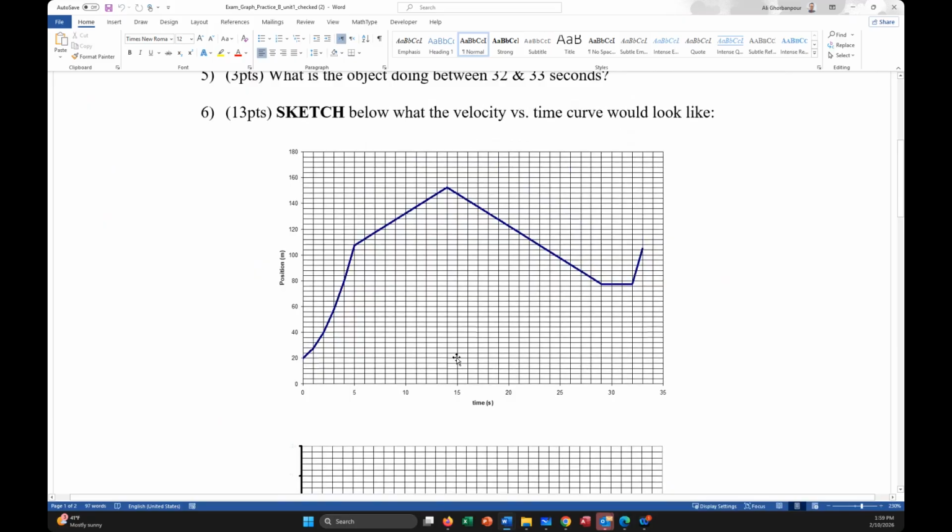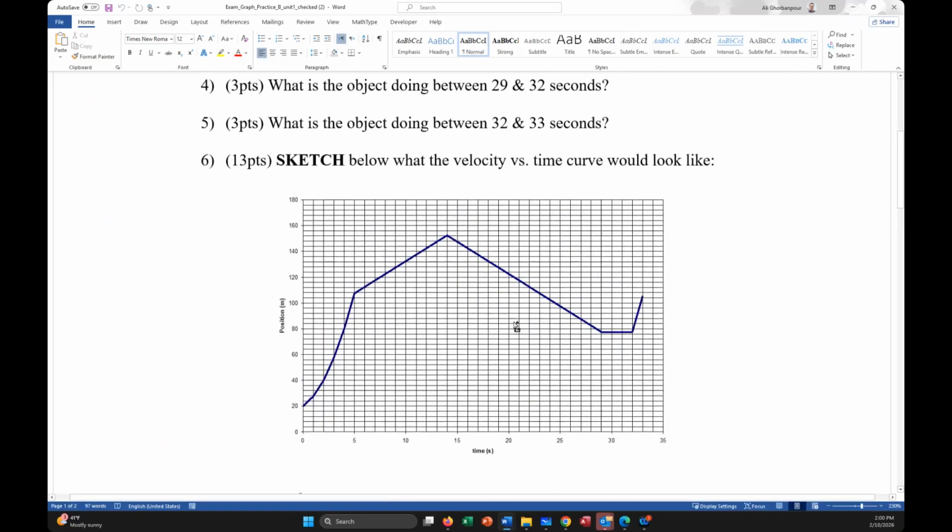Second one, we have position versus time. We are supposed to draw velocity versus time. But what happened first? Can you explain what happened here?